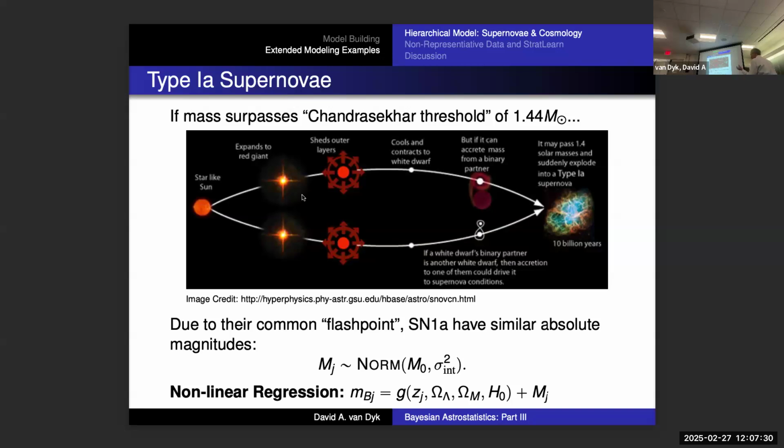So what's very important, of course, is that because they all have the same genesis, they were at a particular mass, they broke the limit and they blew up, they're very similar in their absolute magnitude. So they have an absolute magnitude distribution. Normal is not so important. What's important is that this intrinsic variability of the absolute magnitudes is very small.